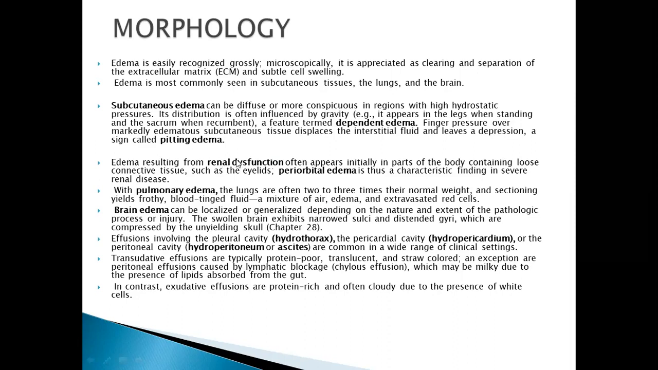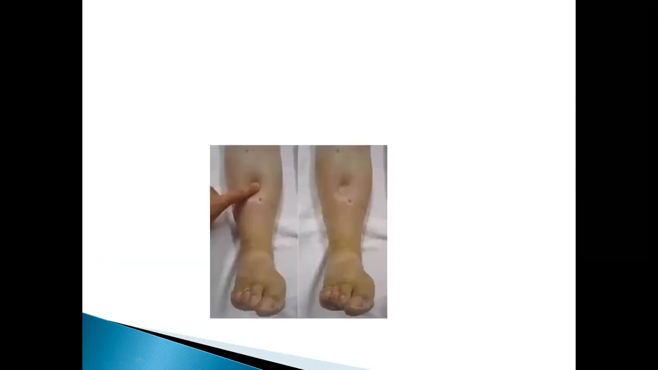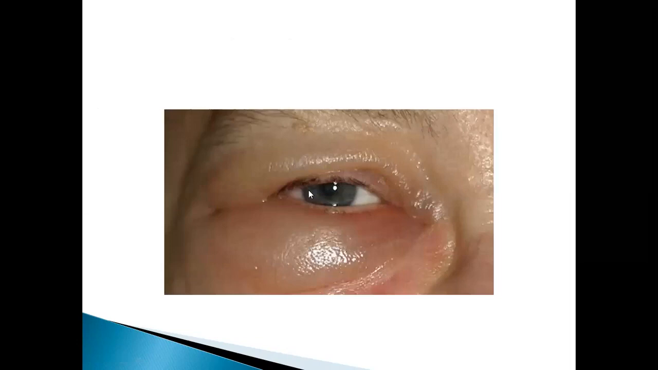Edema resulting from renal dysfunction often appears initially in parts of the body containing loose connective tissue, such as the eyelid. Periorbital edema is thus a characteristic finding in severe renal disease. Let's see a picture of periorbital edema. You can see periorbital, this is periorbital edema.